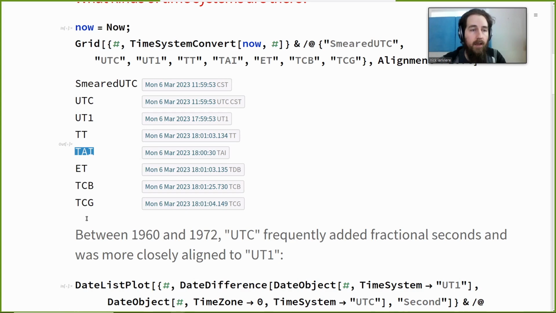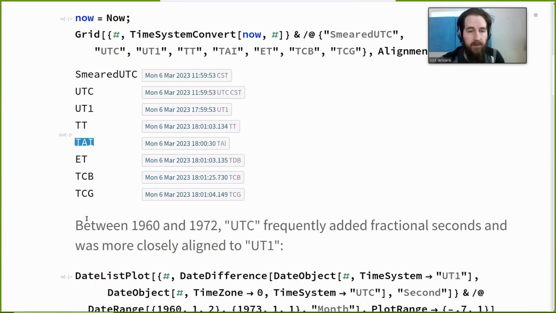UTC is an attempt to realign TAI with observed solar time. And so UTC is TAI plus a number of leap seconds that get added in to effectively correct for the fact that the Earth's rotation varies and the gravitational field varies. So the Earth spins faster sometimes, and it also spins slower sometimes.